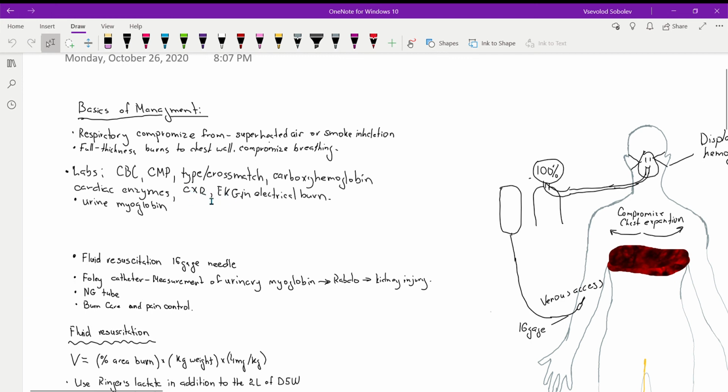Chest X-ray will show us the pulmonary effusion, electrocardiogram, the arrhythmias. We have huge fluid shifts, potassium and sodium going in and out of the cells. And the myoglobin from damaged muscles will lead to kidney injury, so that has to be flushed.